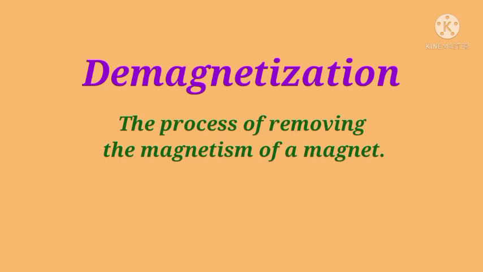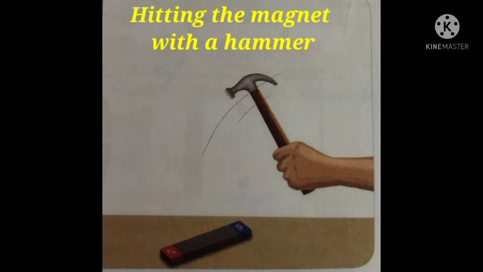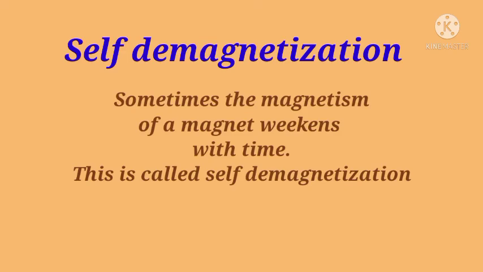Let us see about demagnetization. The process of removing the magnetism of a magnet is called demagnetization. Let us see how magnets lose their magnetic property. First, if we drop a magnet from a height, it loses its magnetic property. Next, hitting the magnet with a hammer also makes it lose its magnetic property. Next, when we heat the magnet strongly, it loses its magnetic property. There is also another way: sometimes the magnetism of a magnet weakens with time. This is known as self demagnetization.